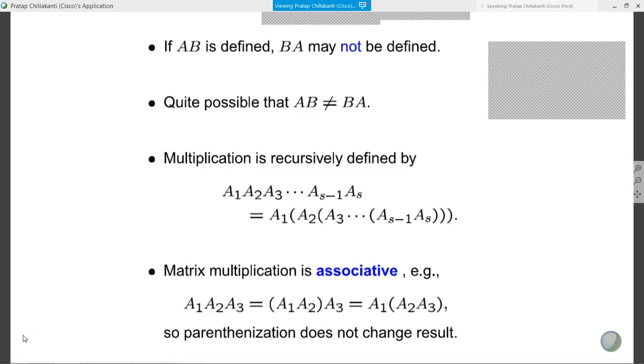And it's associative. That's another important property. As long as the dimensions match, whether you multiply A1 and A2 followed by A3, or you do A2, A3, and then multiply it with A1, right? So the result is still the same, okay?